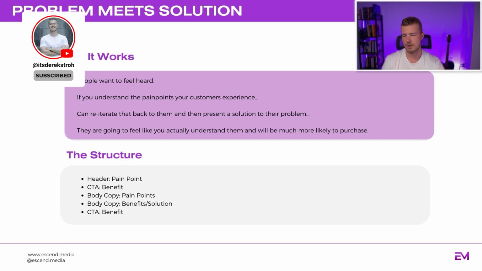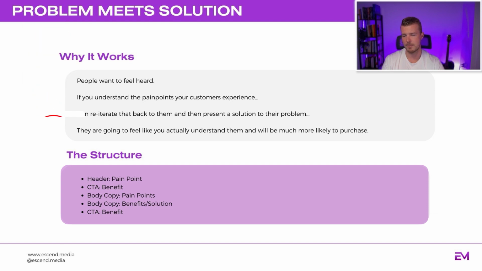So let's dive into the structure here. Effectively, we have a header with the pain point, CTA with benefits, and then the body copy with pain points, and then also the benefits and the solution that they provide, and then CTA, which is the benefit.